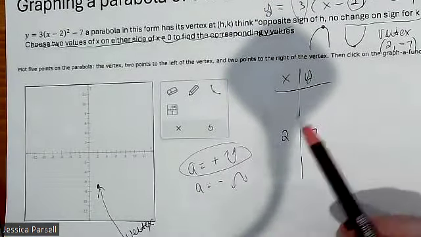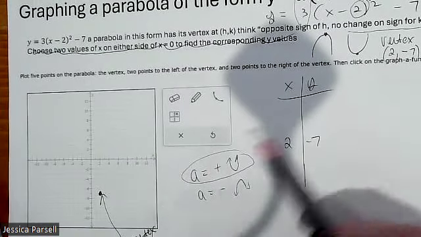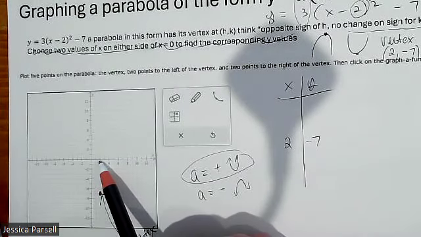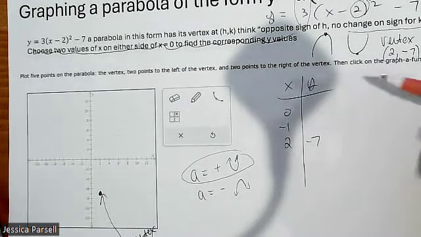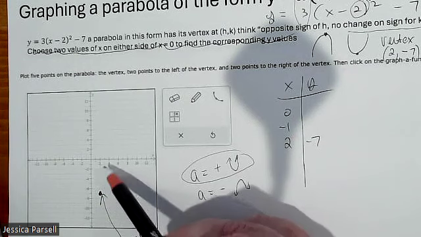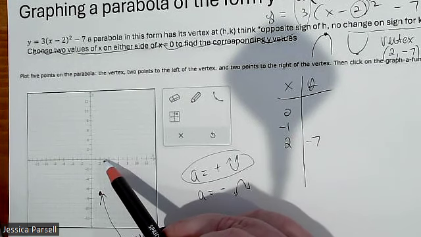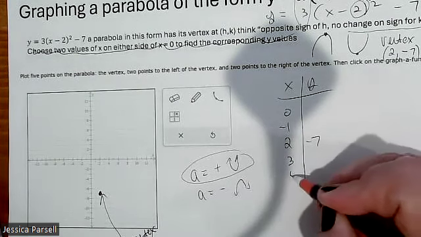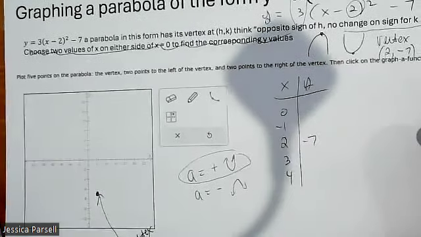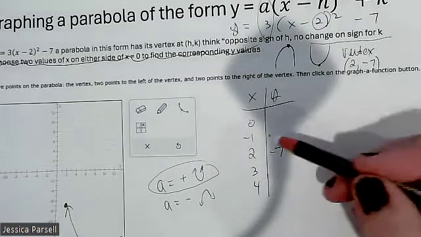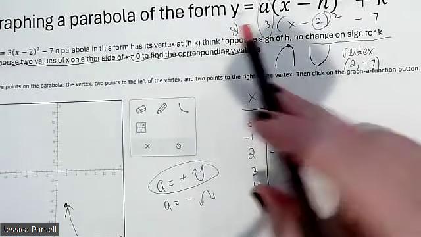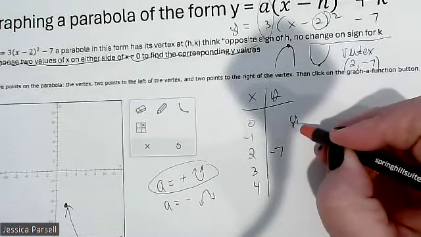Okay, so we need to come up with two x values to the left. That could be -1 and 0. And we need to plot 2 points to the right of 2. So that might be 3 and 4. And then just like on the last example, you're just going to plug these numbers in. You don't have to redo the vertex, but you're going to plug these x values in to see what y is. So I'm going to rewrite this out.